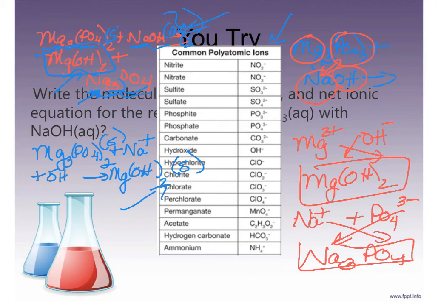Be careful, the subscripts become coefficients. So now we get 3 sodium ions. I'm not being very consistent with these states of matter, am I? All right. And then 1 phosphate. Again, you've got to remember the charges on these. Alrighty.